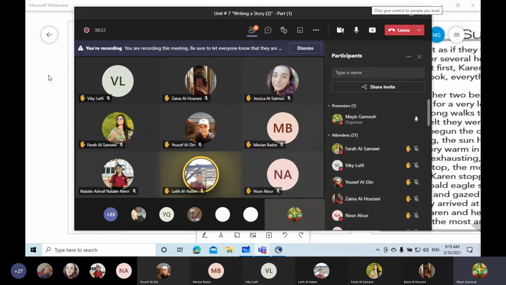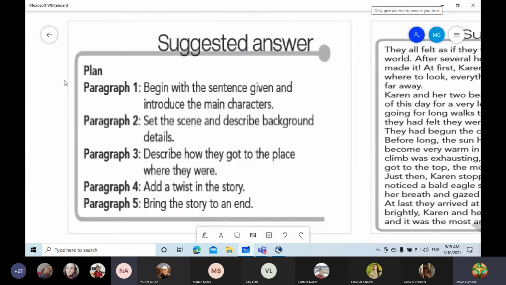Can Noor start reading, and then I will choose another student. Plan. In paragraph 1: Begin with the sentence given and introduce the main characters. Thank you. Paragraph 2: Set the scene and describe the background details. Thank you. Farah, continue. Describe how they got to the place where they were. Add the twist in the story. Bring the story to an end. Thank you, dear.